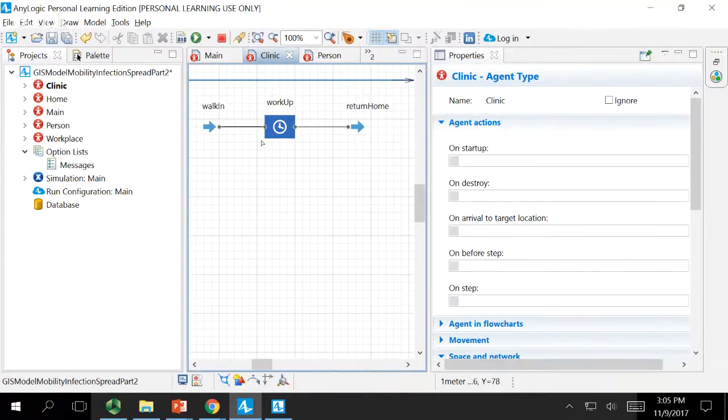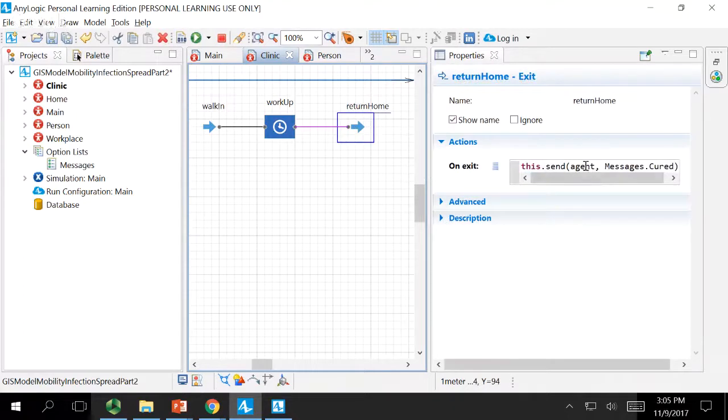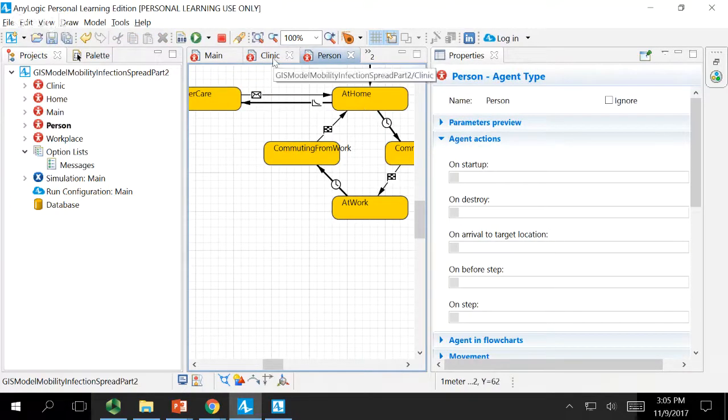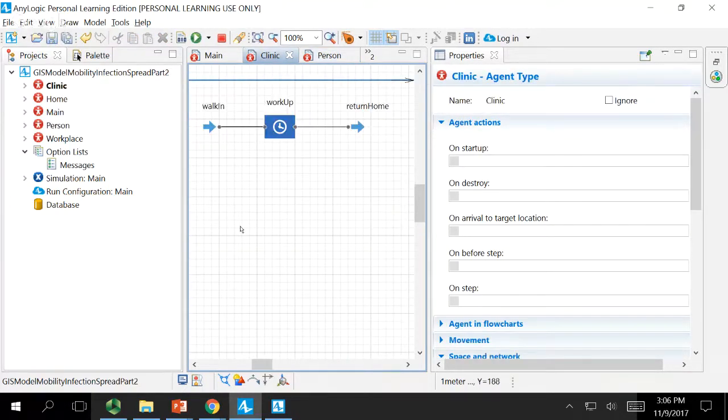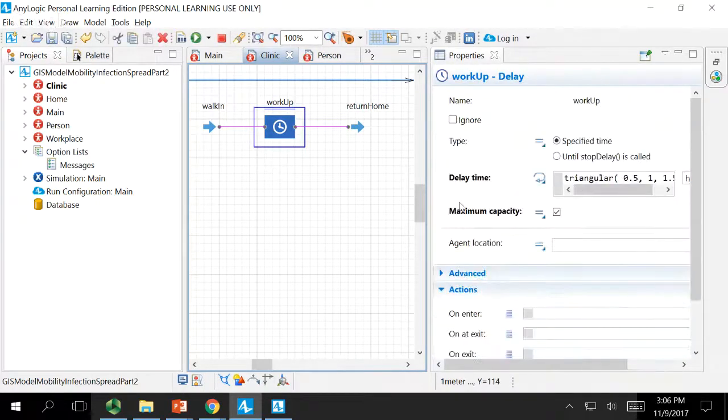Who is that entity, or who's that actor that triggers it? It's this clinic. It's at this clinic that it sends a cured message to the underlying agent that triggers them to go back home. Okay? So that's what we're doing. Right now, it's extremely simple because we haven't put in much workflow logic, but fundamentally, we've undergone an important transition.